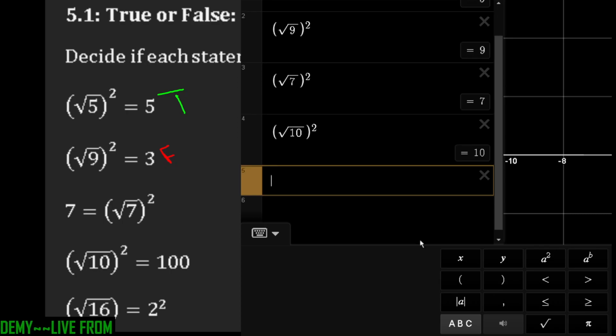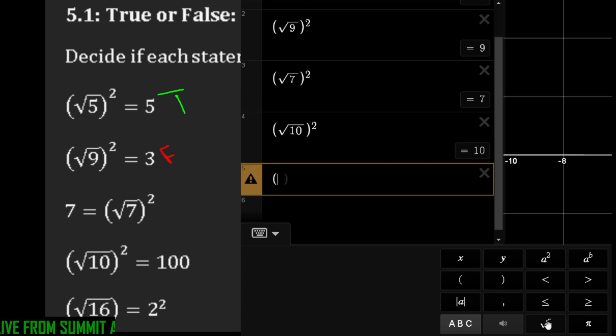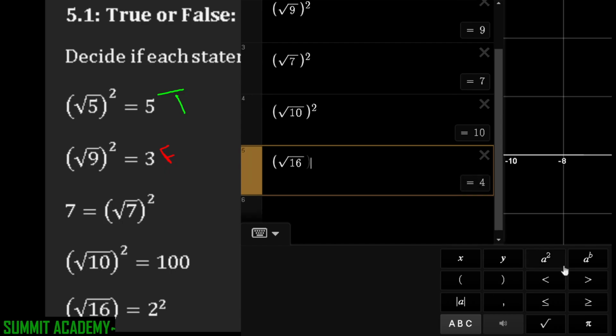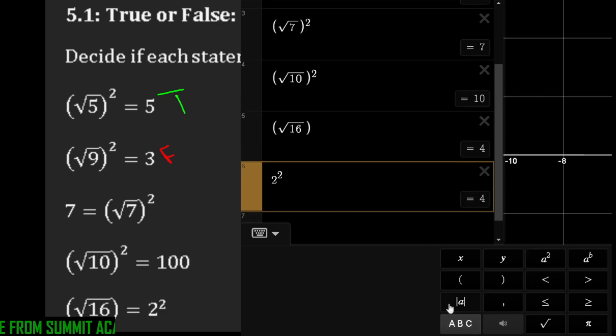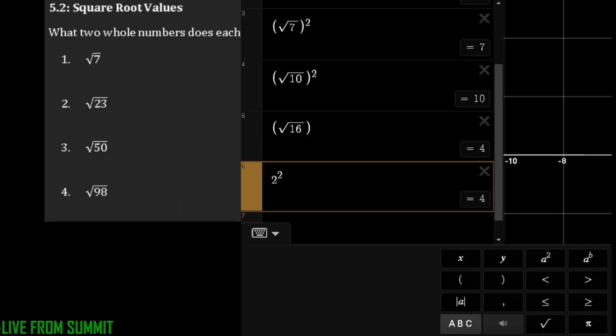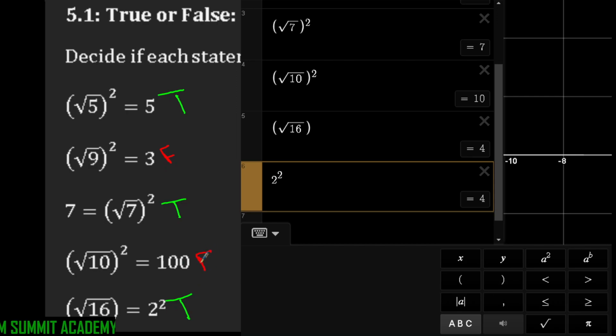And then the last one is the square root of 16, which equals 4, which is the same as 2 squared. So make sure I can see how each of those works. We're going to say this is true, this one's true, and that second to last one is false. Again, make sure you're asking questions if you need to know how to use Desmos.